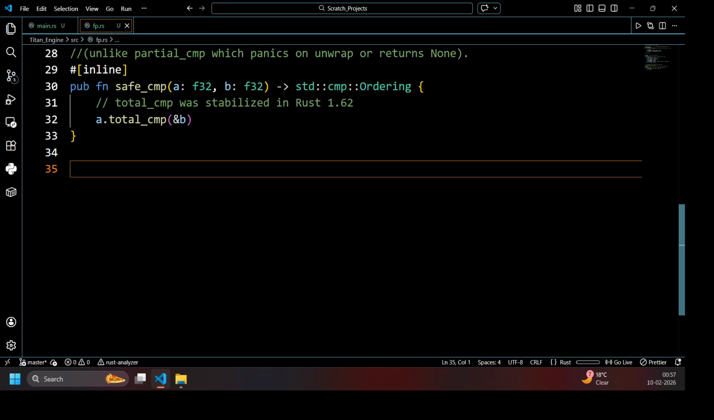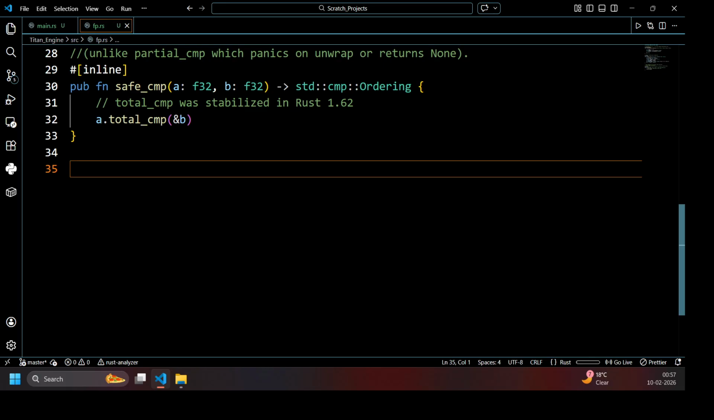That is the safe in SafeCmp. Exactly. It guarantees an answer. It turns a partial ordering, where some things can't be compared, into a total ordering, where every single value has a well-defined place in line. Okay, we've tamed the beast, we've sorted our data. Now let's make it look good.